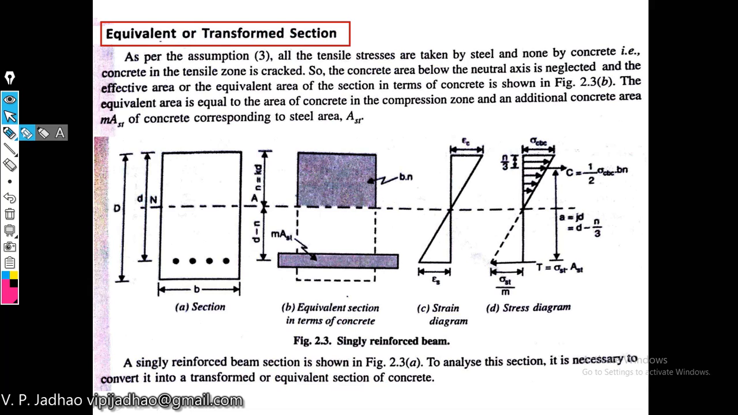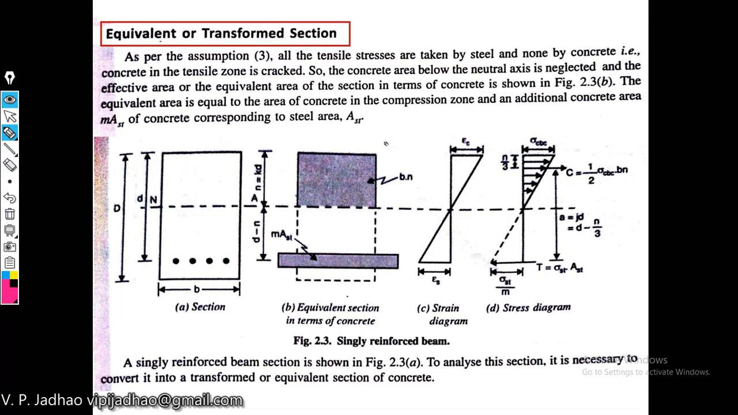Now we know that this stress diagram for your concrete is like this, and we consider that this particular portion will be resisting the compression, and we neglect this particular portion, because we have the assumption that the concrete does not take any tension. This portion below the neutral axis will be in tension, and hence we neglect it. And what we do, the effective equivalent area of this particular section in terms of concrete will be calculated.